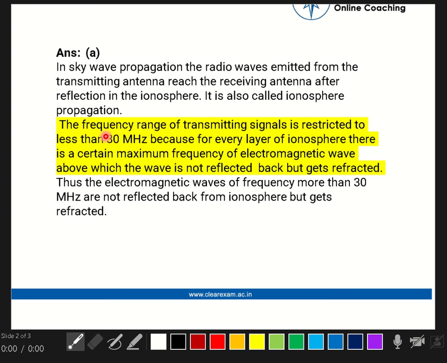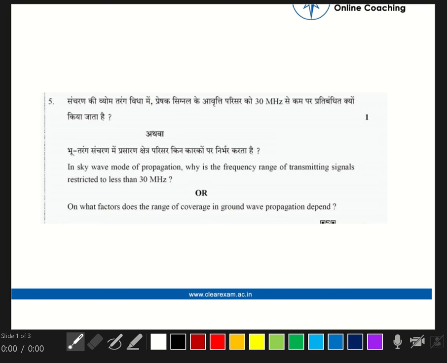The reason the frequency range of the transmitting signal is restricted to less than 30 megahertz is that for every layer of the ionosphere there is a certain maximum frequency of electromagnetic wave above which the wave is not reflected back but gets penetrated. So the electromagnetic waves of frequency more than 30 megahertz are not reflected from the ionosphere but get penetrated. This is the answer to the first one.